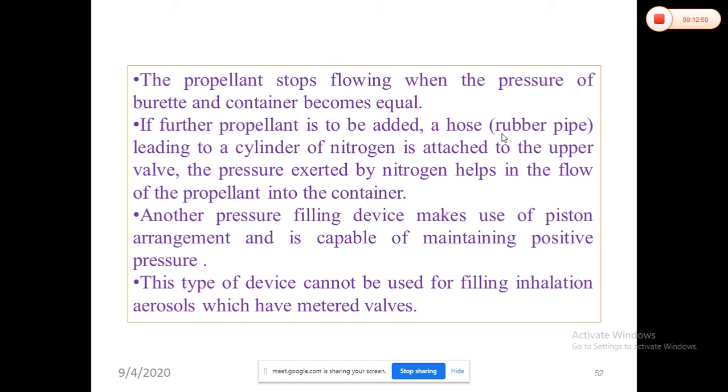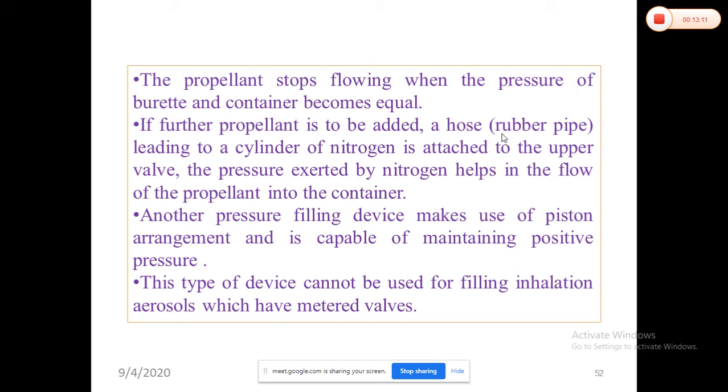So suppose you require to add some extra propellant. Through the upper wall you can apply some pressure with the help of nitrogen gas, and the pressure exerted by the nitrogen will help to flow the excess amount of propellant into the container.